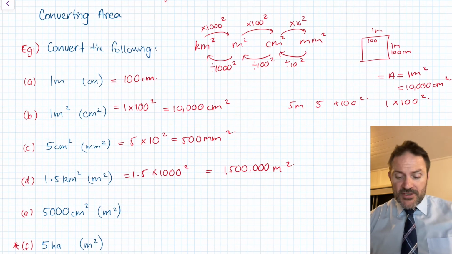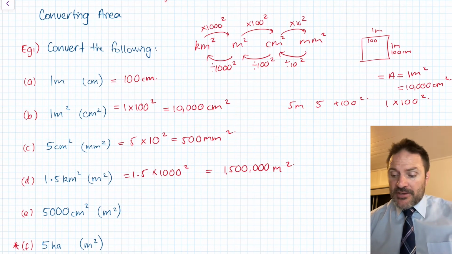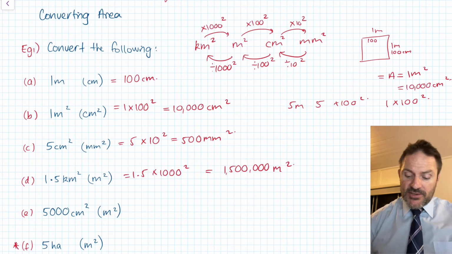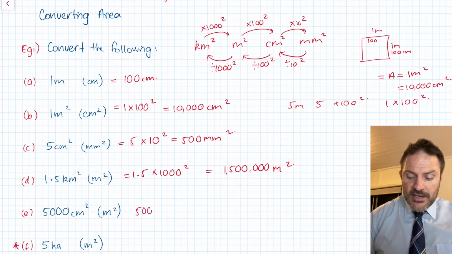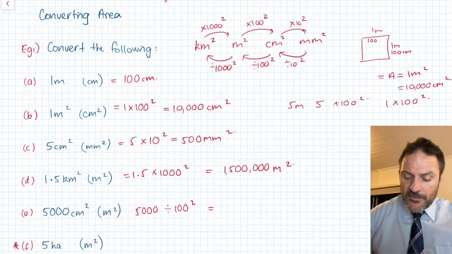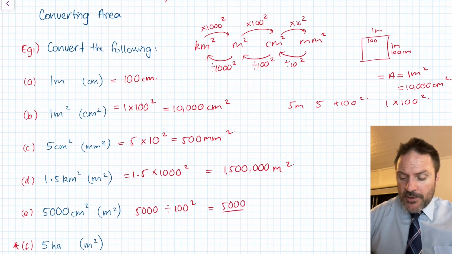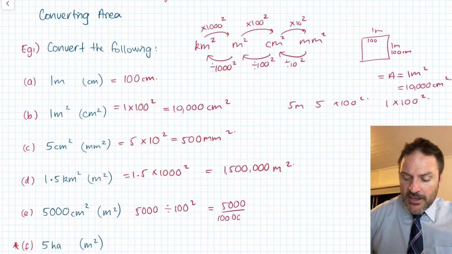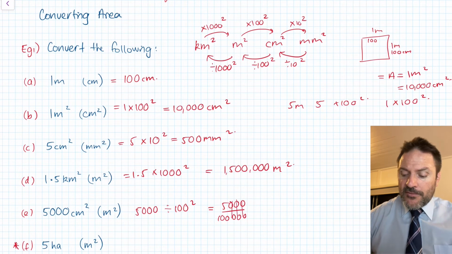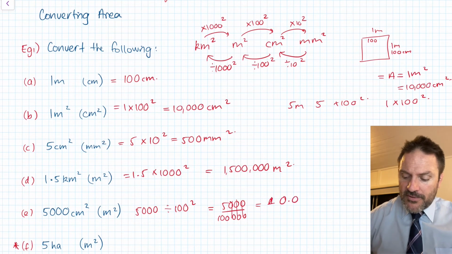Now, let's reverse it. We're going to go 5,000 centimeters squared to meters squared, so we're going to do 5,000 divided by 100 squared. In other words, we're saying 5,000 divided by 100,000. Cut those zeros off, we get 5 over 100, which of course is 1 over 20. Let's actually put it as 0.05 meters squared.